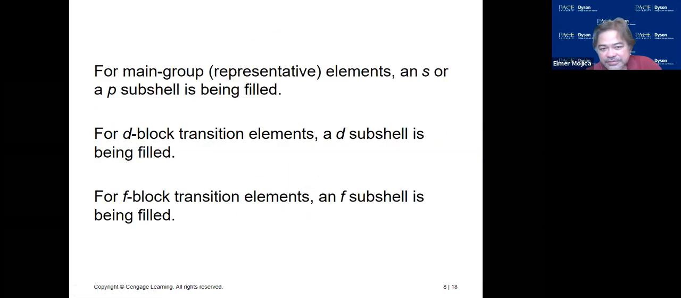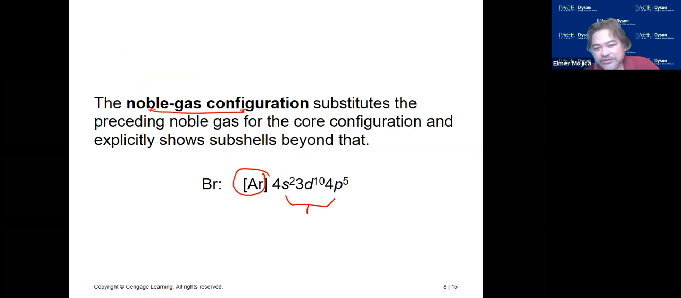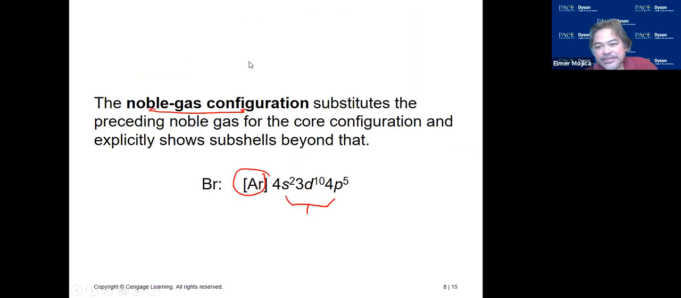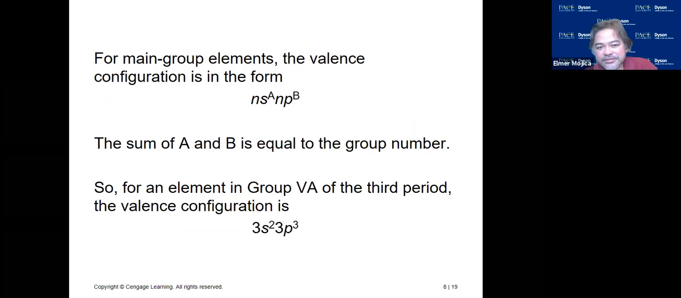configuration. Okay? So when we say valence electron, that's the outermost electron. So when we say valence configuration, that's the one that has the highest principal quantum number. So if you look at the sodium here, you only have one 3 there, the 3s1. So you write it as 3s1.